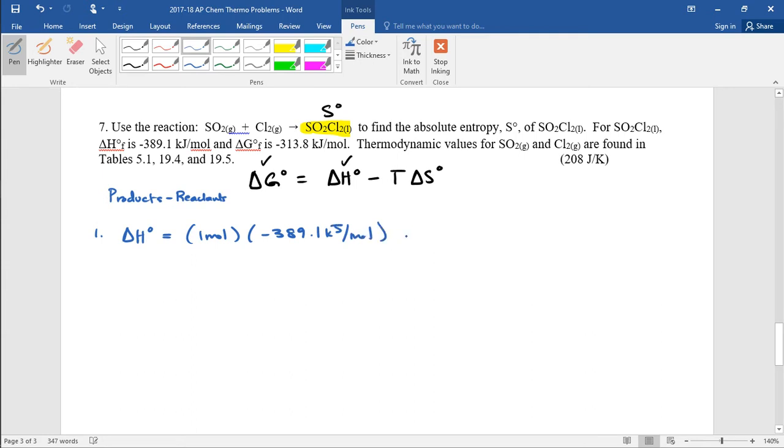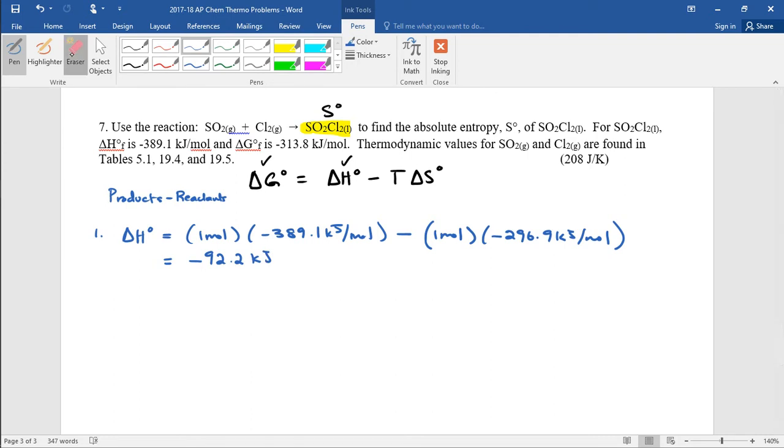and minus the SO2 you can look up in the appendix of your textbook. That's going to be 1 mole times, I think it's negative 296.9 is what I have, kilojoules per mole. All right, so if I do products minus reactants here, I have negative 92.2 kilojoules as my delta H standard.